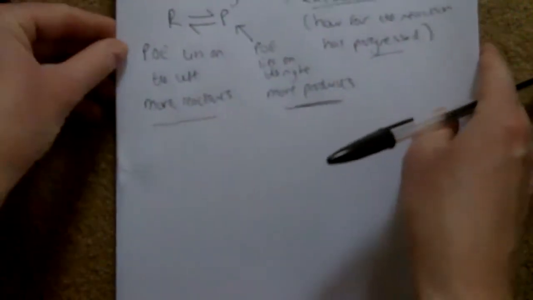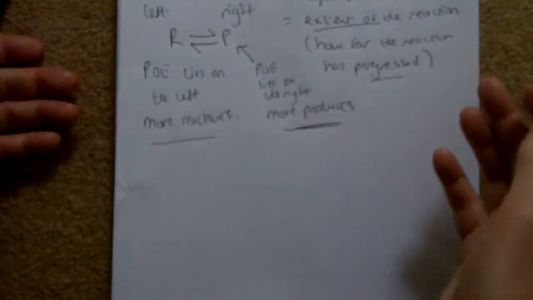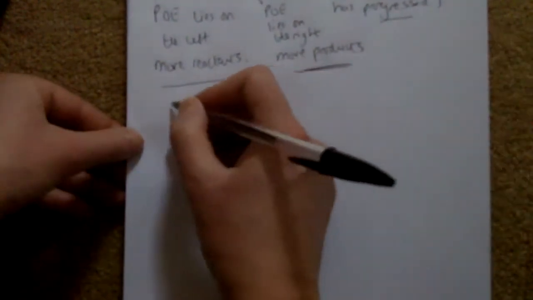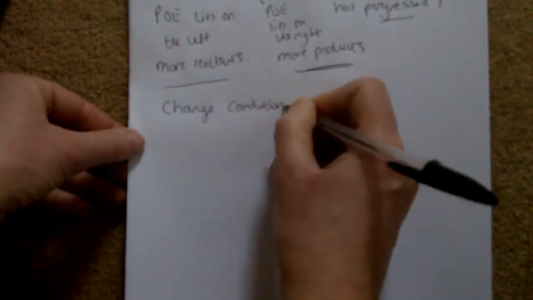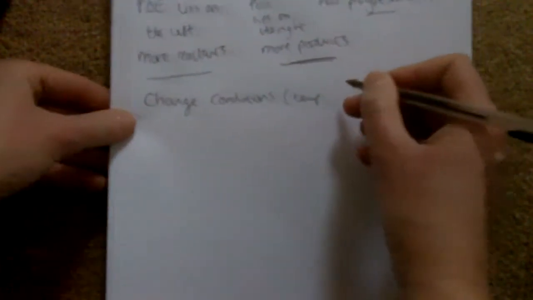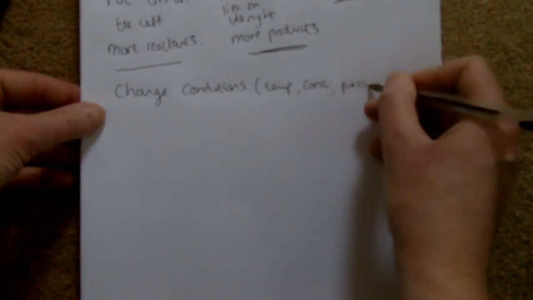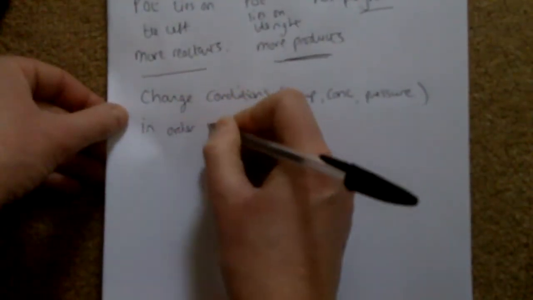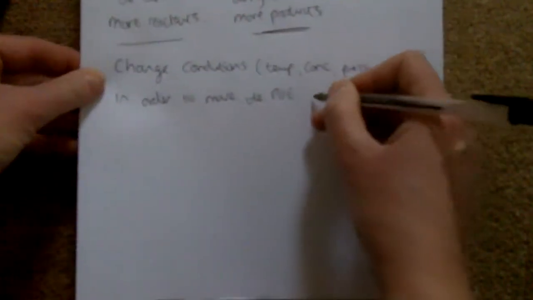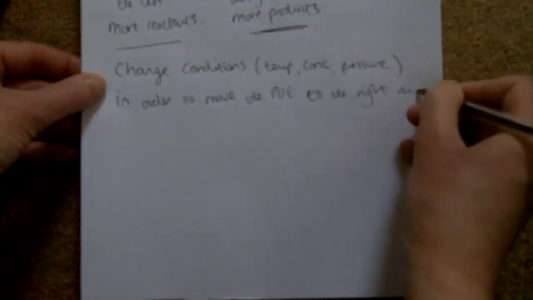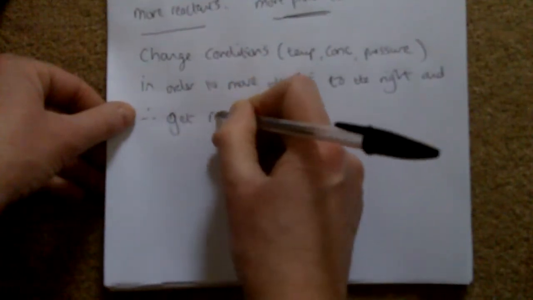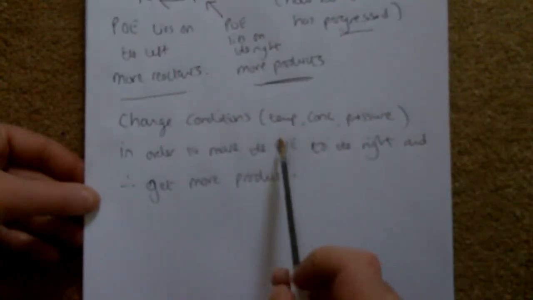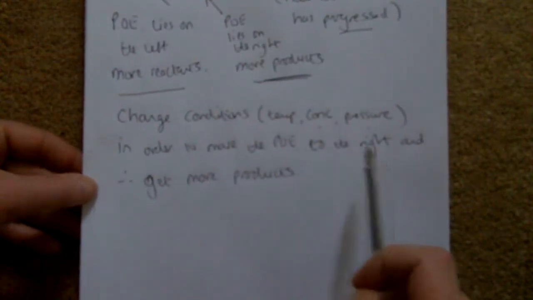Now, when you're planning a chemical reaction, you want as much product as possible, because that's the whole point of doing the chemical reaction. So you need to change the conditions. When we say conditions, we mean temperature, concentration, and pressure, if it's a gas, that's only for gases. We change the conditions in order to move the position of equilibrium to the right, and therefore get more products.